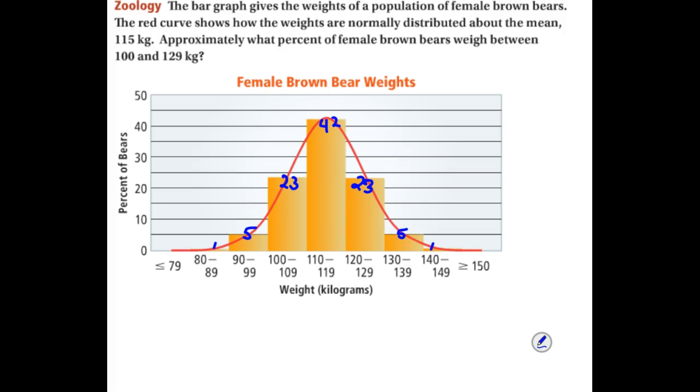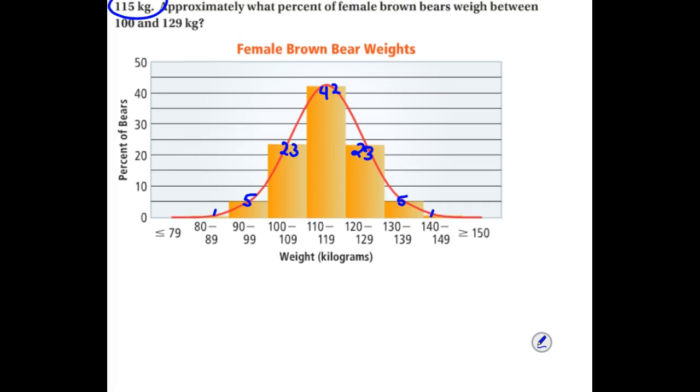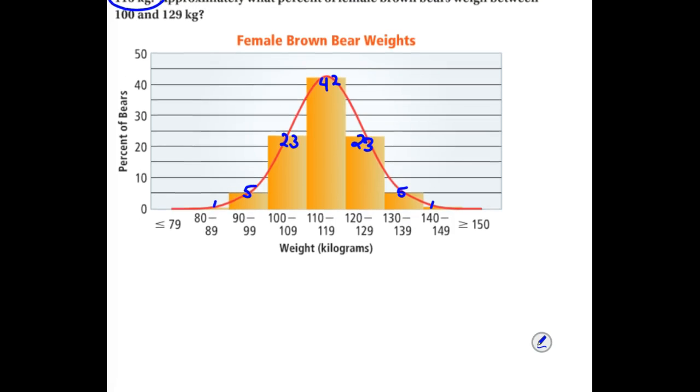The question says, the red curve shows how the weights are normally distributed evenly about the mean of 115 kilograms. We are going to need that mean value, so go ahead and circle that. We're going to have to come back to that in a few minutes. Approximately what percent of female brown bears weigh between 100 and 129 kilograms? So let's think about which of the bars are we talking about here. From 100 to 129. We're going from here to here. So those three middle bars.